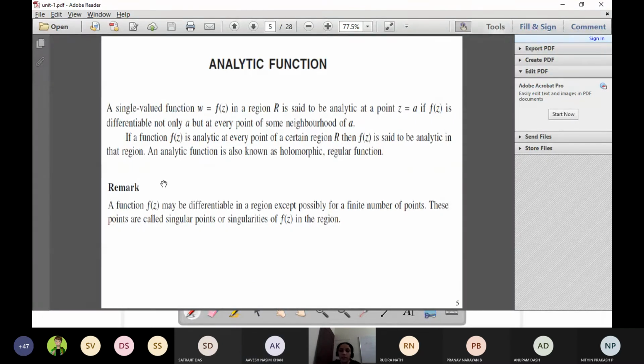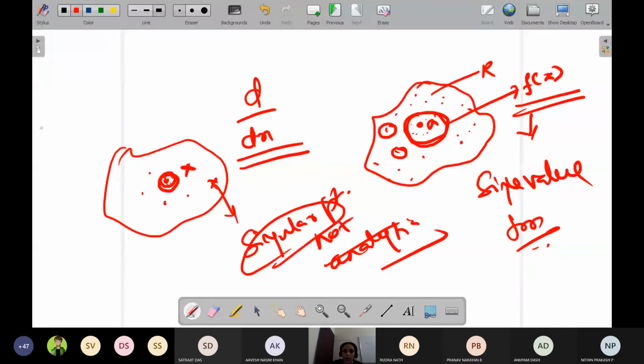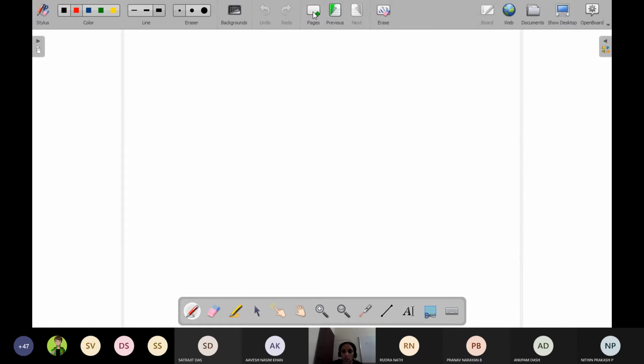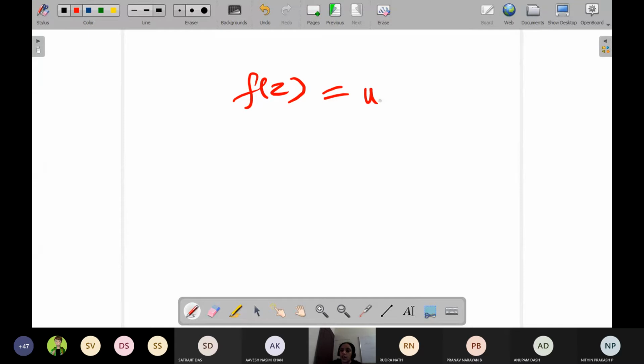Analyticity you can prove either by the direct definition or by an equation called the CR equation. What is the CR equation? Cauchy-Riemann equation. What is this Cauchy-Riemann? The names of two people, Augustin Cauchy and Bernard Riemann. These two people invented an equation which has four partial derivatives. Suppose you have a function f of z equal to u plus iv. What will be the four partial derivatives?